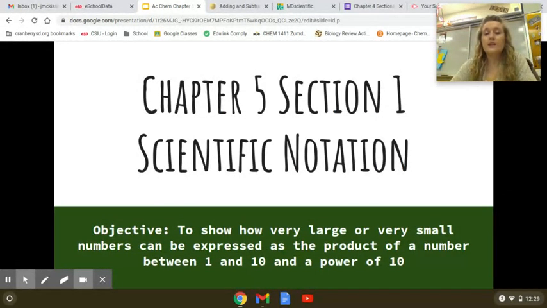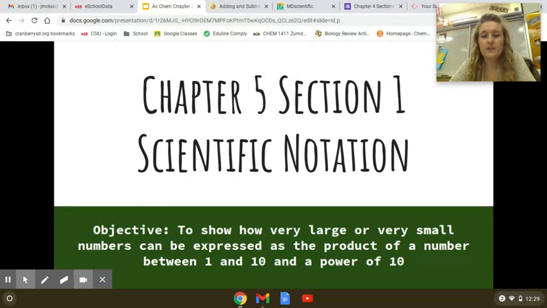So now we're going to get into section 1. So far we just did an overview of kind of like what we're going to see in the chapter, but now we're going to get into section 1, scientific notation. And our objective here is to show how very large or very small numbers can be expressed as a product of a number between 1 and 10 and a power of 10.